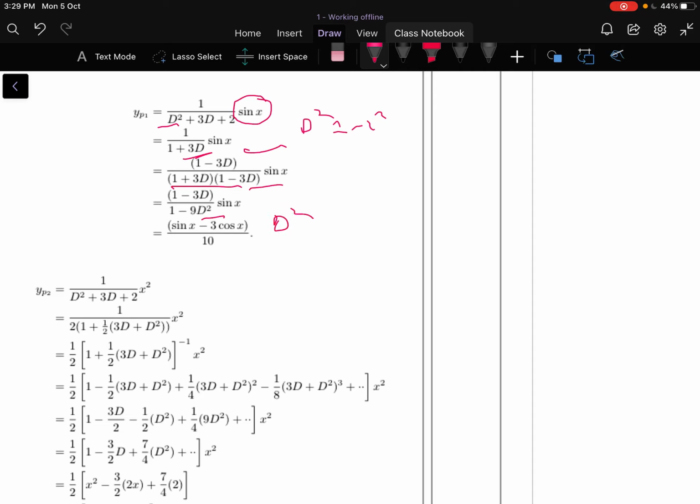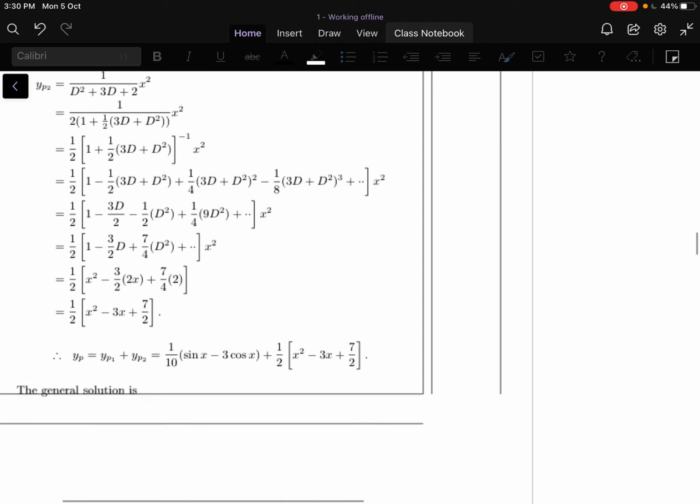Now operate for d square. D square is equal to minus 1, and 1 into sin x and minus 3 into the differentiation of sin x, which is cos x. So when you take d square is equal to minus 1, minus of minus, plus 9 plus 1 is 10. So this is the yp1.